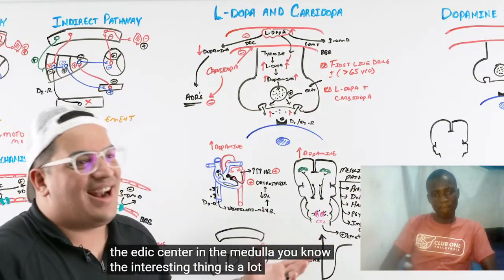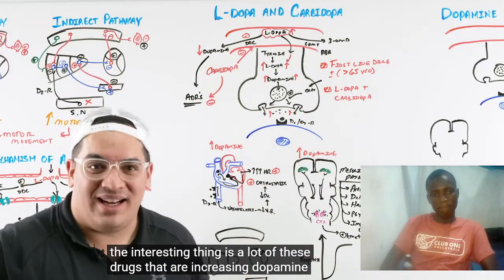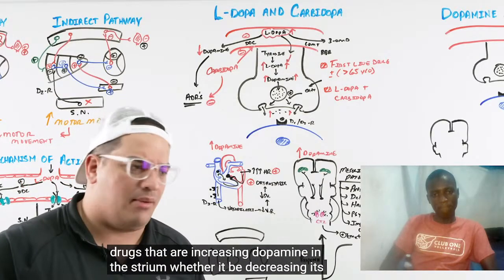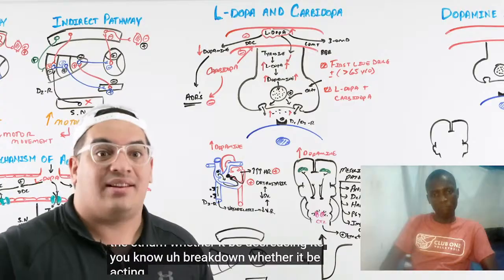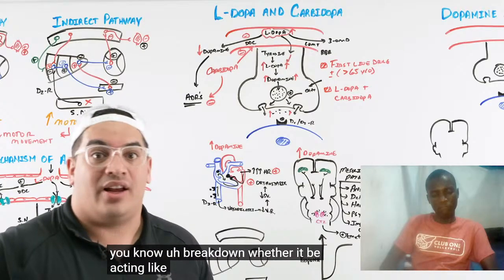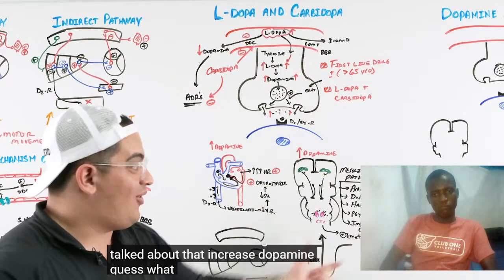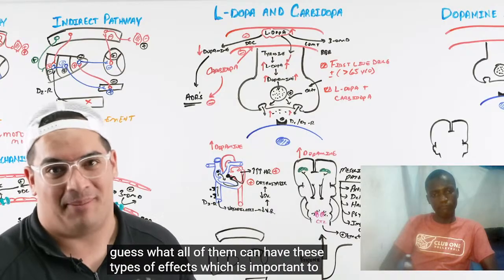The interesting thing is a lot of these drugs that are increasing dopamine in the striatum, whether it be decreasing its breakdown, whether it be acting like a dopamine agonist, whatever, all of the drugs that we talked about that increase dopamine, guess what? All of them can have these types of effects, which is important to remember.